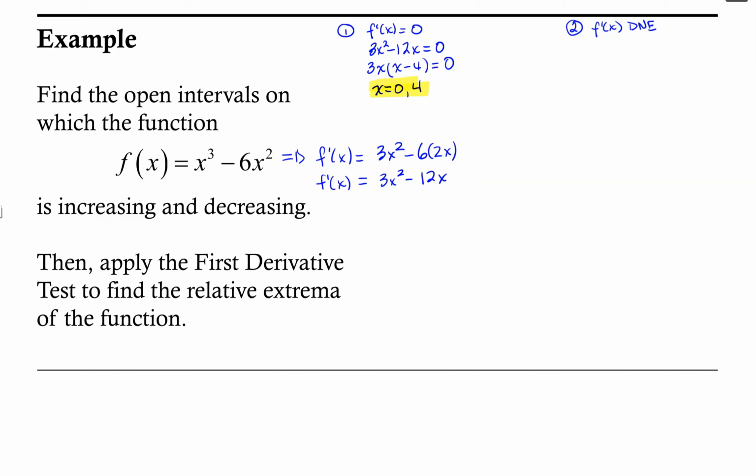Now let's take a look at our second source of critical points. These would be points where the derivative does not exist. Now notice our derivative is a nice quadratic, nice polynomial, and is defined for all real numbers. So f prime of x is defined for all real numbers. And so there are no critical points from this source.